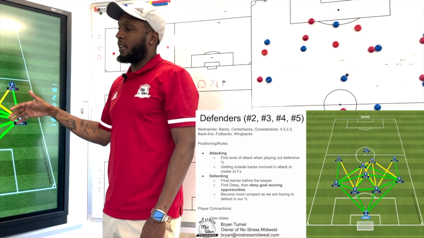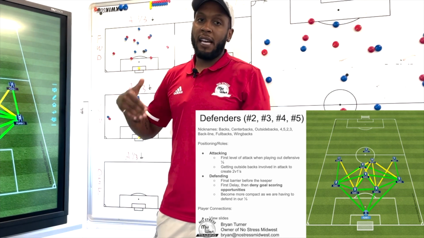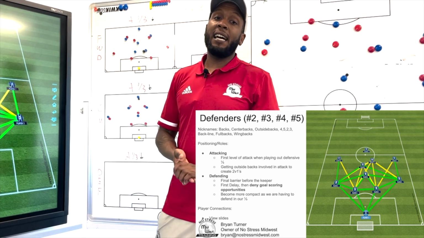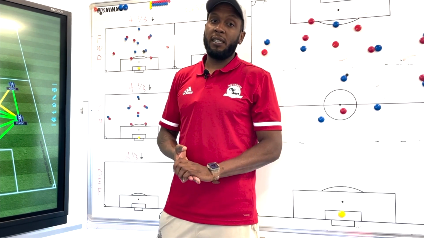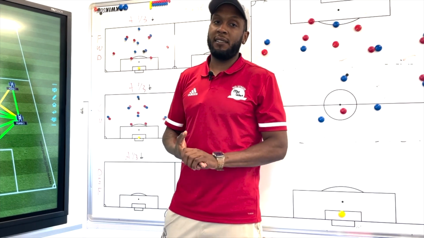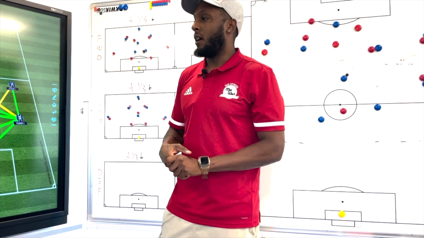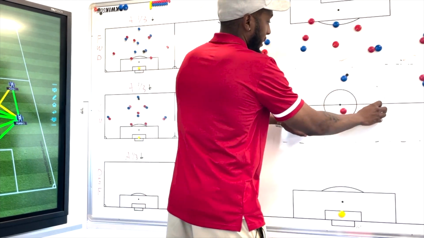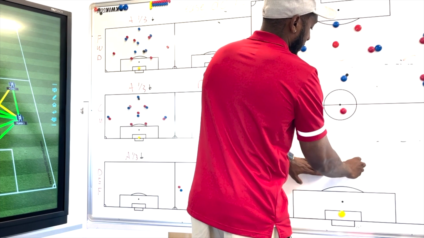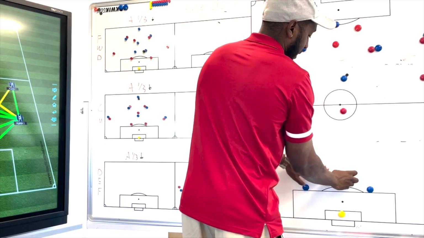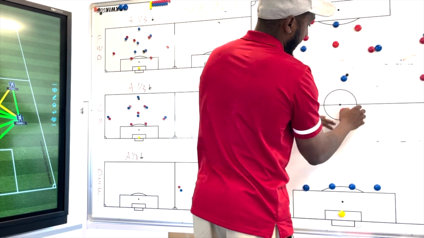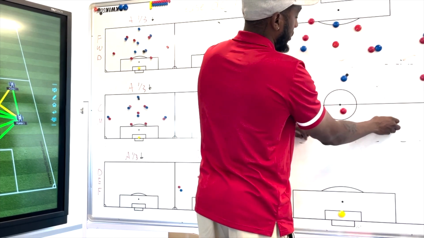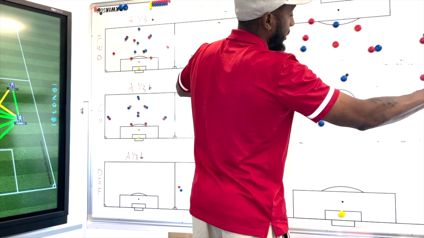On the defensive side, that final barrier, that final line before the keeper, we want to delay counterattacks first as much as we can before denying those passes and goal-scoring opportunities. And as we get closer to our back line when we're defending, we're starting off wide, and we just start to pinch in and get a little more compact the closer we get to goal, versus the closer we get to the opposition goal, being able to spread out a little more and get big.